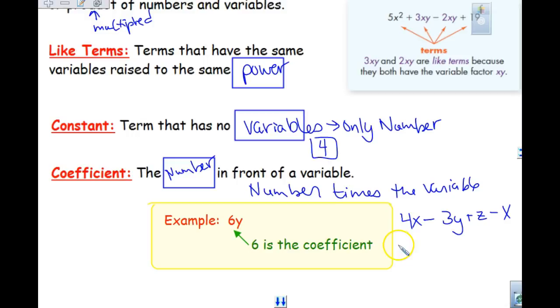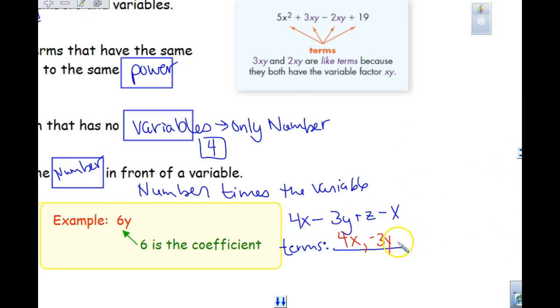I am going to ask you next week on a quiz, probably next week, Thursday. It's going to be a bigger quiz. I'm going to say, what are the terms? And I'll just put this word and ask you to list them. So, if you were going to start listing them, you would start with, the terms are 4x, comma. Should I put 3y or negative 3y? Negative 3y. Okay. We should have z, and we should have negative x.